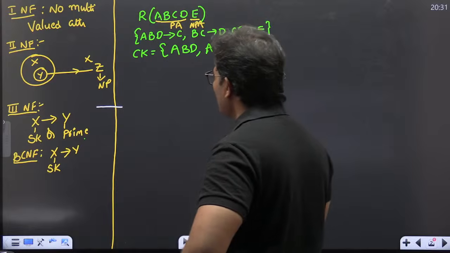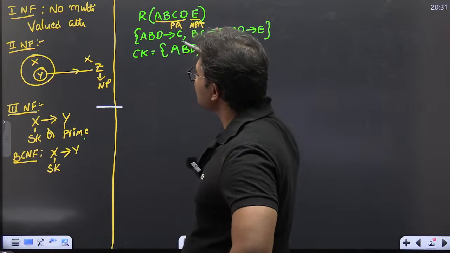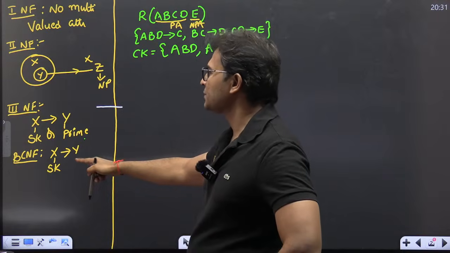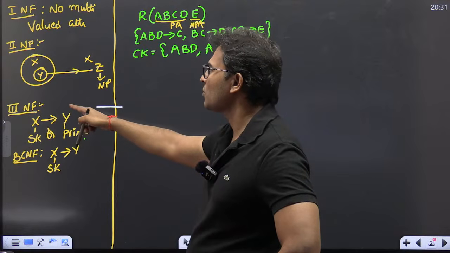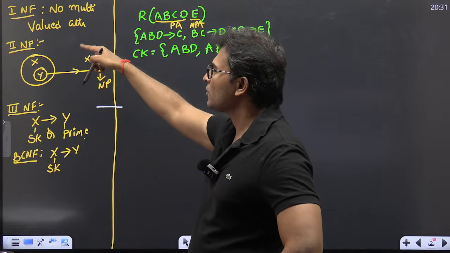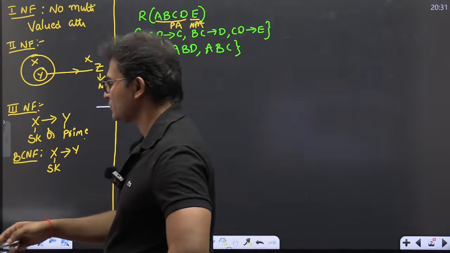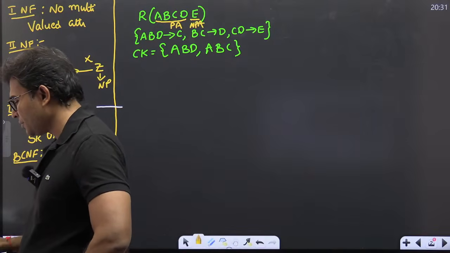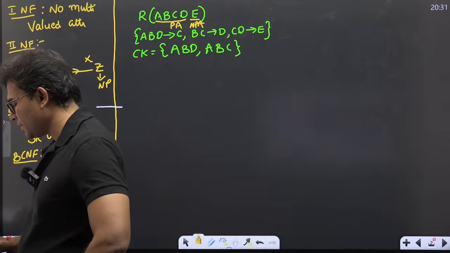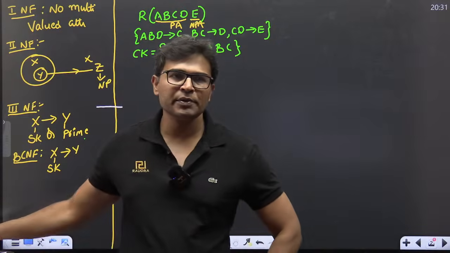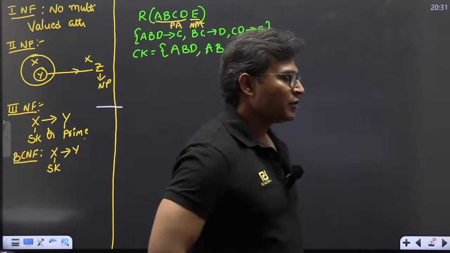Now you can directly test whether it is BCNF or third normal form. Start from here. Check whether it is BCNF, then third normal form, then second normal form, and finally first normal form. You do it. I'm giving you 3 minutes. Tell me the answer, then I will solve it.